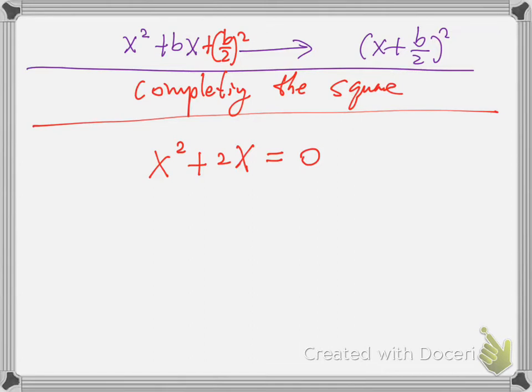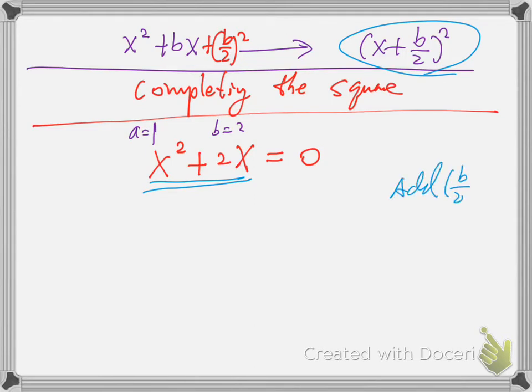So what is our a here? A is 1, 1x squared. What is our b? B is 2. Our goal is to change this binomial to a perfect square. So now we add b over 2 squared on both sides. B is 2, so this is 2 over 2 squared, which is 1. So the left side and the right-hand side plus 1.